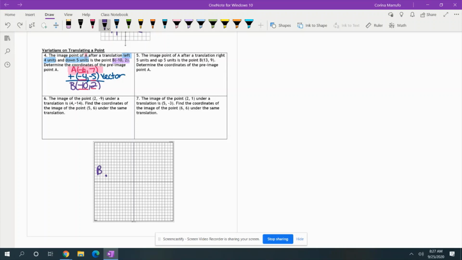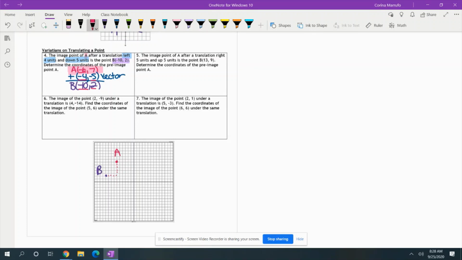So instead of going to the left, because we're working backwards and we're finding the original image, we're going to have to go to the right. So we're going to go to the right, 1, 2, 3, and 4. And then because it was shifted down 5 units, then we're going to go in the opposite direction because we're working backwards, and we're going to go up 1, 2, 3, 4, and 5. And so this is point A.